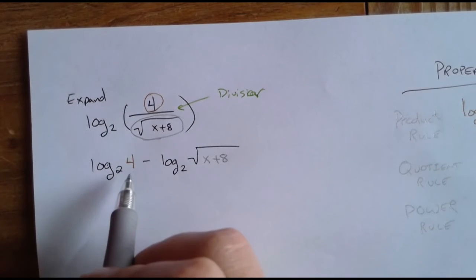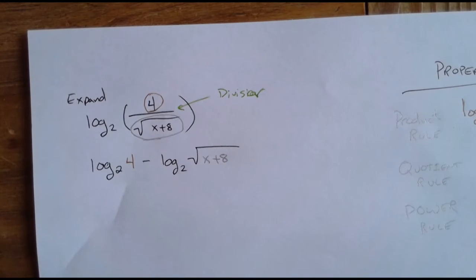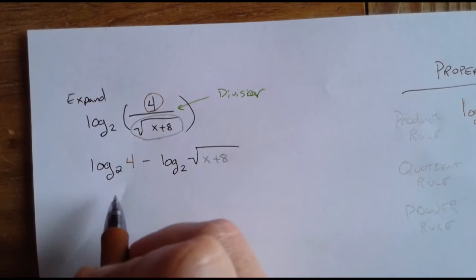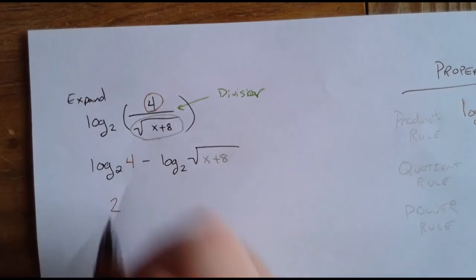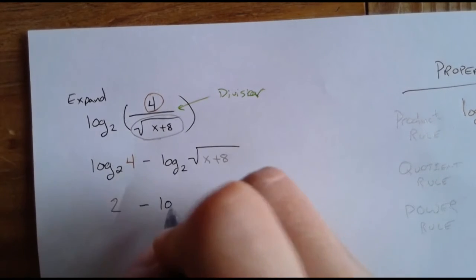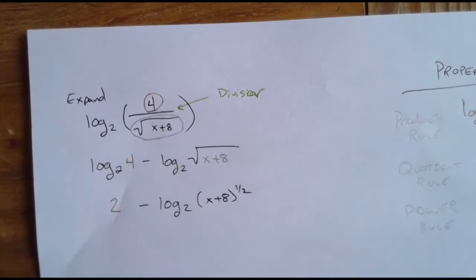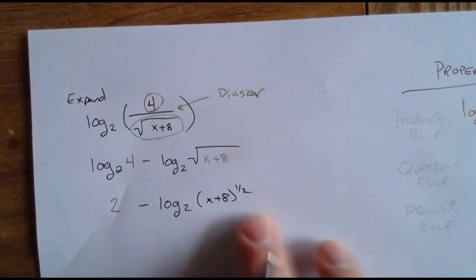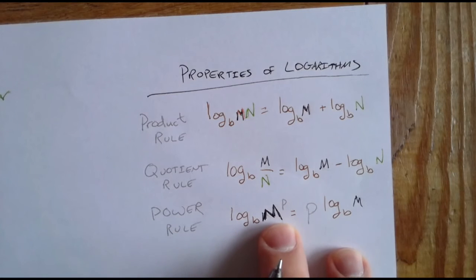But the other thing that happens here, we can use the power rule as well, as this square root is the same thing as the exponent of 1/2, and then one more step here, the power rule brings whatever is raised to some exponent out in front as a multiplier. In this case, 2 minus 1/2 log base 2 of x plus 8. And that's all we can do with this one.